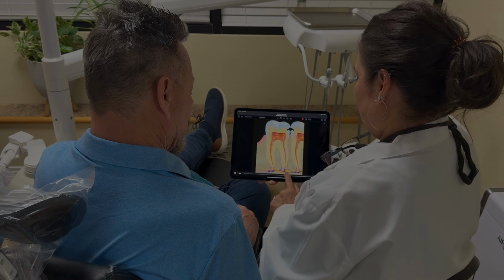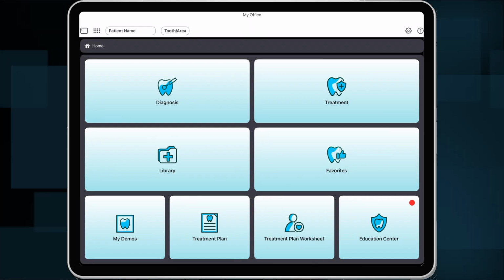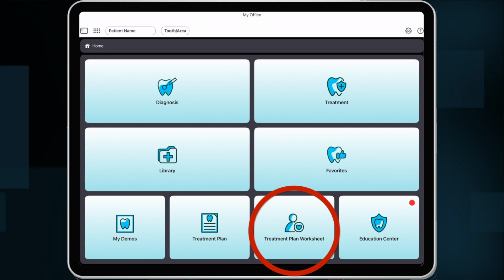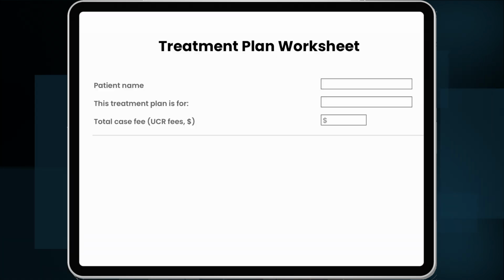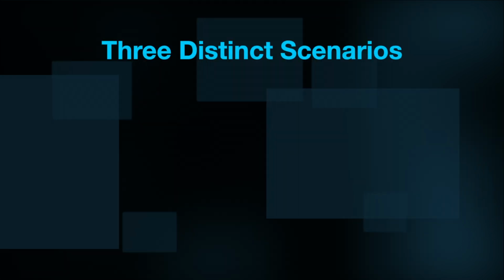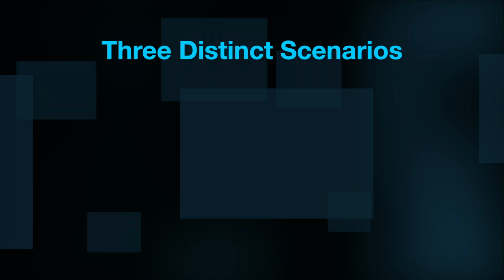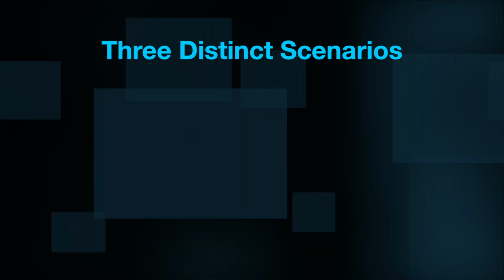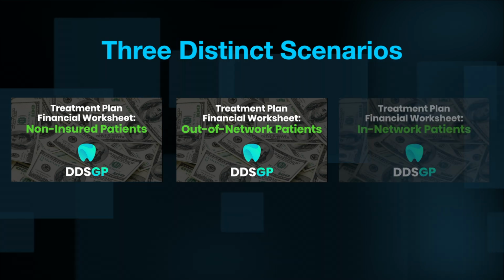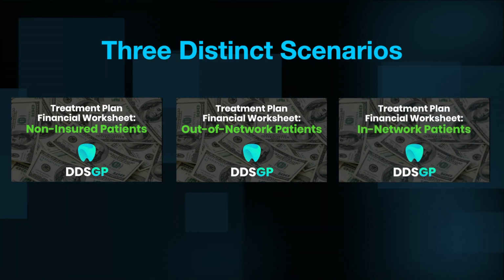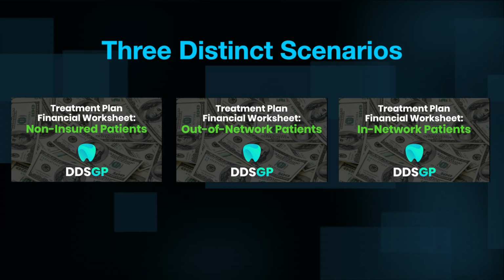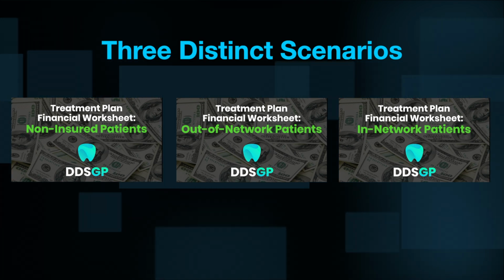Ready? Let's get started. The Treatment Plan Financial Worksheet is available in the lower row of icons of the icon menu, or from the sidebar. This overview explains the philosophy behind the worksheet. Then, 3 additional sections walk you through how we use it in specific patient scenarios: patients with no insurance, with out-of-network insurance, and with in-network or in-house insurance. We've separated these scenarios to keep things concise and help you focus on the one most relevant to your office.